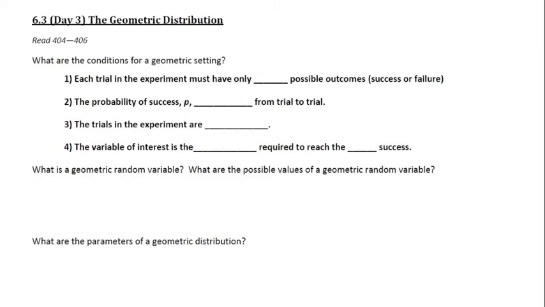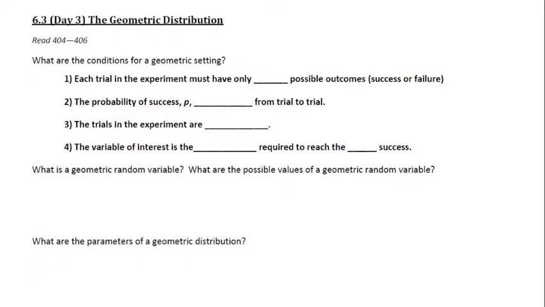So these are the last notes for chapter 6. We're no longer talking about the binomial distribution at this point. We've moved on to what is the geometric distribution. And geometric random variables are actually pretty similar to binomial random variables. Let's start with the conditions for a geometric setting.